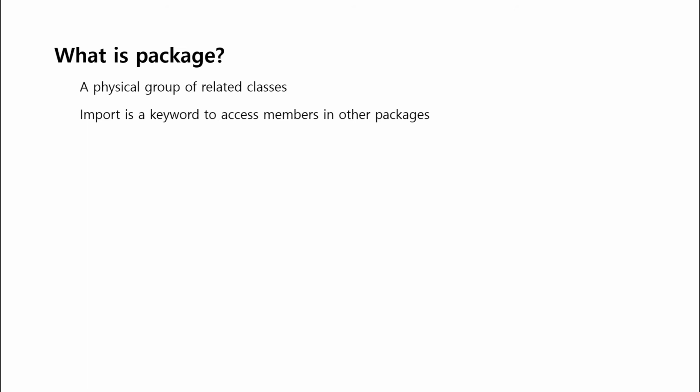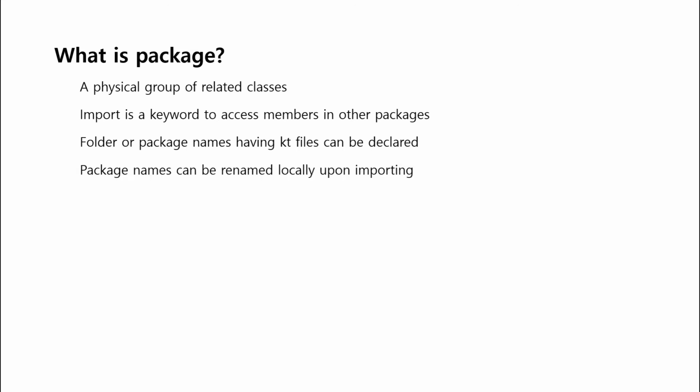But unlike Java, in Kotlin you can declare a package with a different name than the physical name. And also, you can rename the package name by alias. Another difference is you can import properties or functions, not only classes. If properties and functions are declared as top level, you can import these top-level members too.